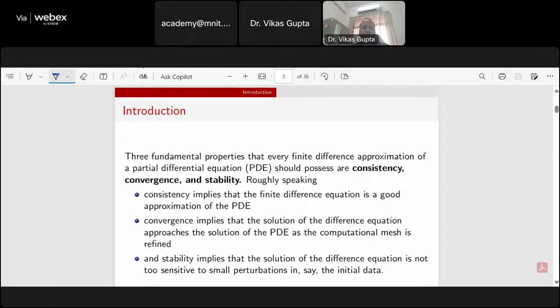Whereas stability implies that the solution of the difference equation is not too sensitive with respect to the initial data, meaning that if we make small changes in the initial data, then there should not be large variation in your numerical solution. So the solution of the finite difference scheme should not be much sensitive towards small perturbation in the initial data. Theoretically, we will discuss each thing in today's lecture.